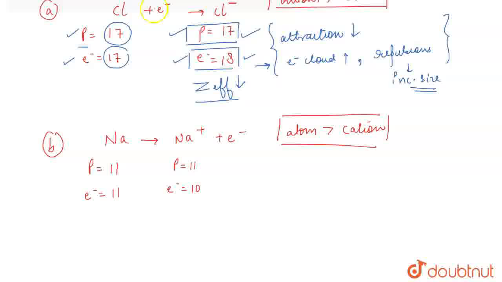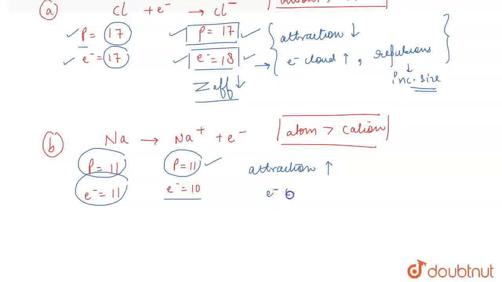So now if you can see, here 11 protons were pulling 11 electrons. But in Na+, 11 protons are pulling only 10 electrons. So the number of electrons has decreased. It means that these 11 protons are overpowering, so these 11 protons can pull these electrons with a greater force, which means that the attraction is going to increase and your electron cloud is going to decrease. So basically the effective nuclear charge is going to increase in this case.